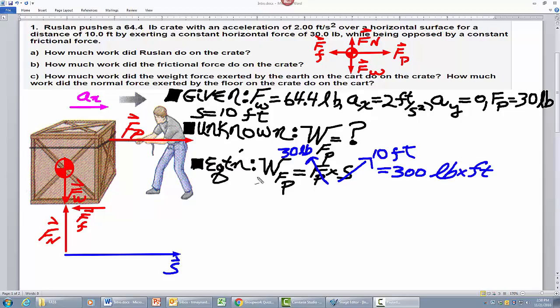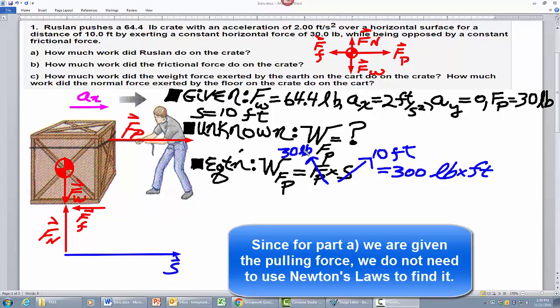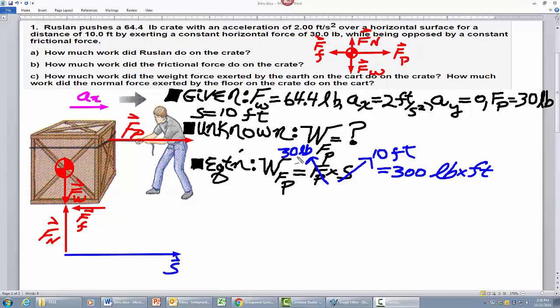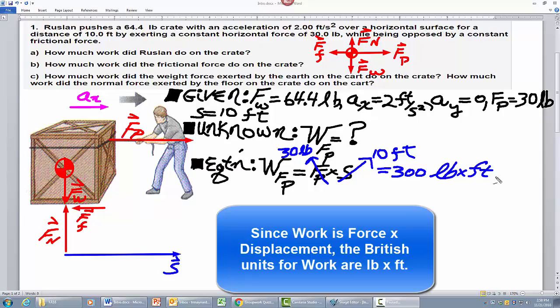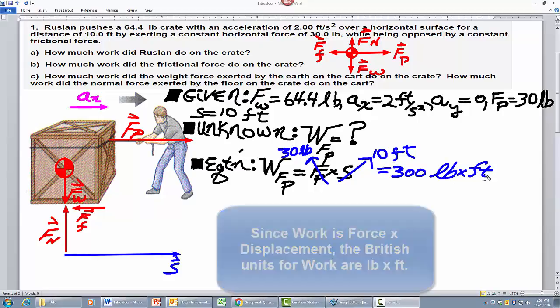To solve for the work by Ruslan or the work by the pulling force, we see that we know that the pulling force is 30 pounds, and we see that the magnitude of the displacement is 10 feet. So this work is simply 30 pounds times 10 feet, or 300 pounds times feet. This was very easy. We now proceed to question B.